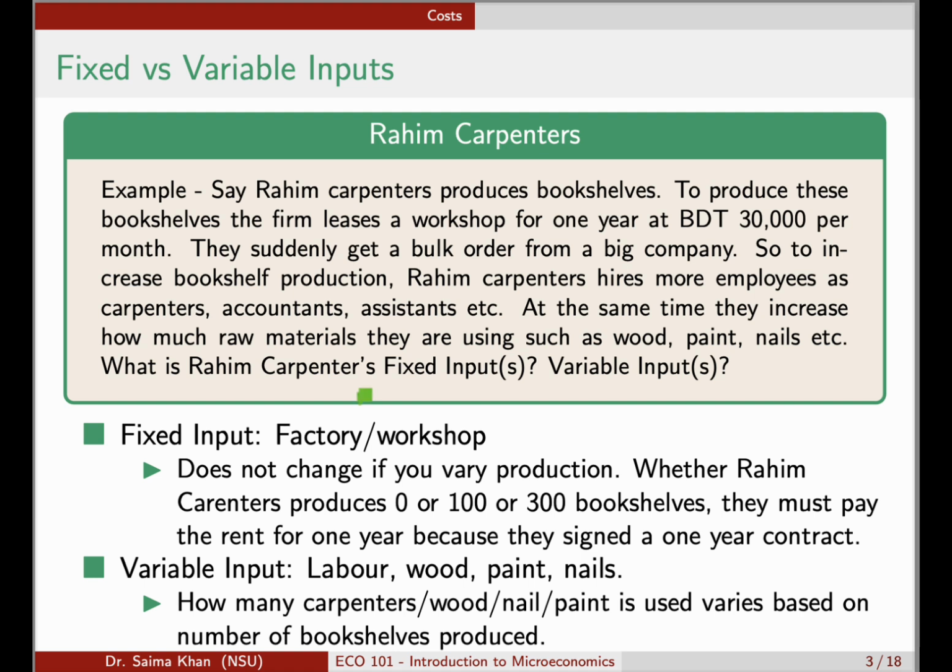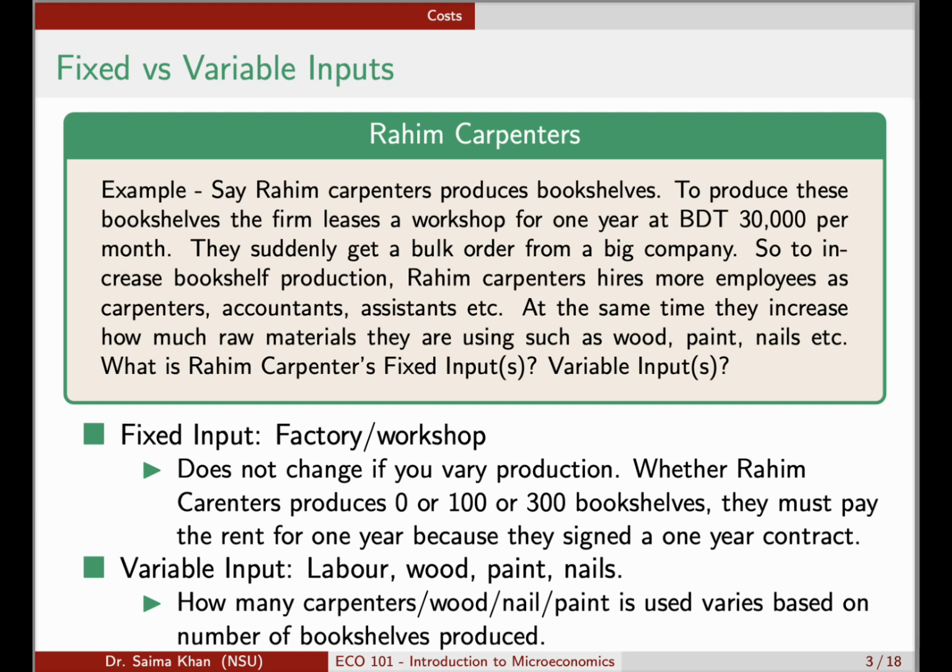So the question we're being asked is, what is Rahim Carpenter's fixed input and what's their variable input? So in this case, remember, fixed input means it does not change if you were to vary production. So whether Rahim Carpenter is producing 0 bookshelves, 100 bookshelves, 300 bookshelves, they need that factory space, right? And they have paid rent for a year, so they have to continue paying this rent. So this is their fixed input.